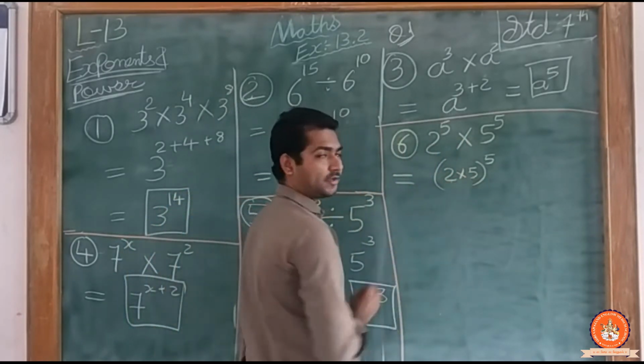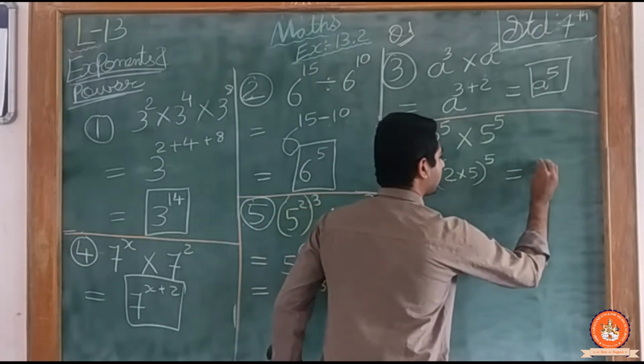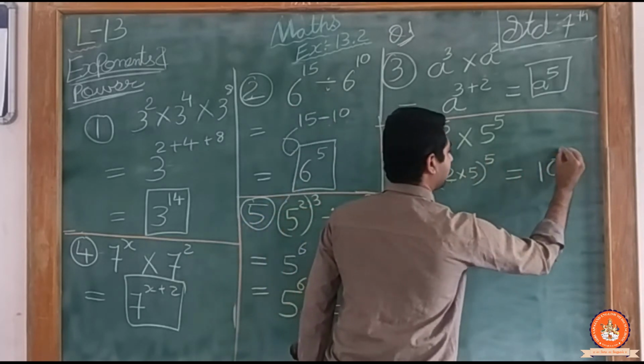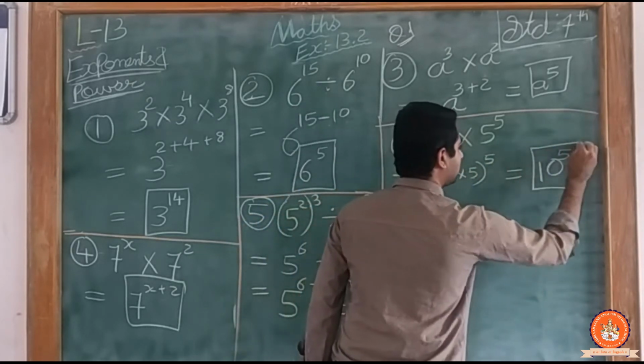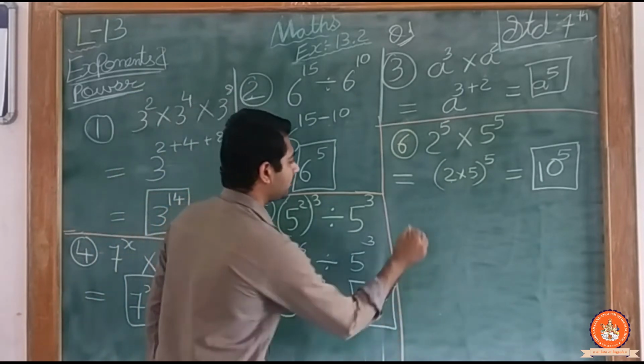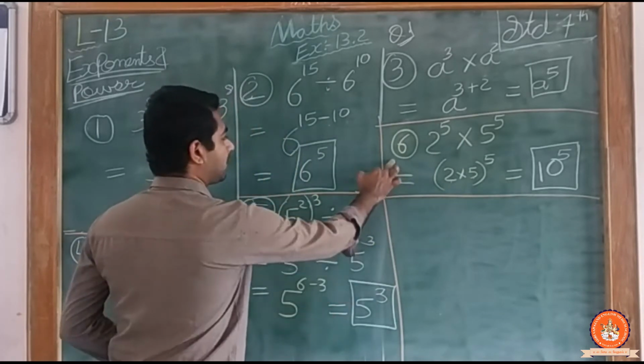So 5 2s are 10, and raised to 5. So this is my solution in the exponential form. Clear? Now coming on, this is my question 6.